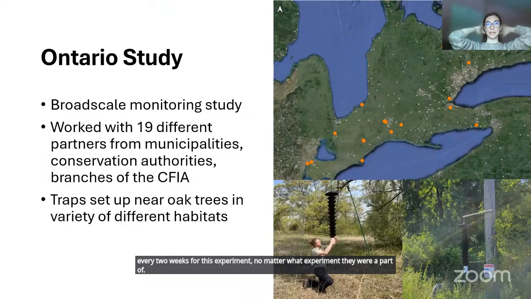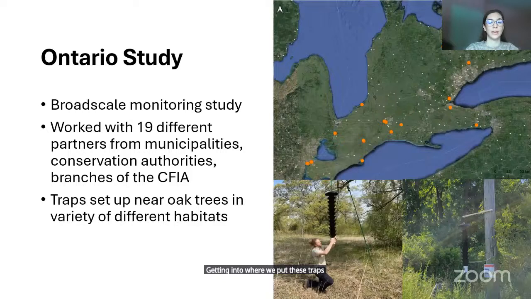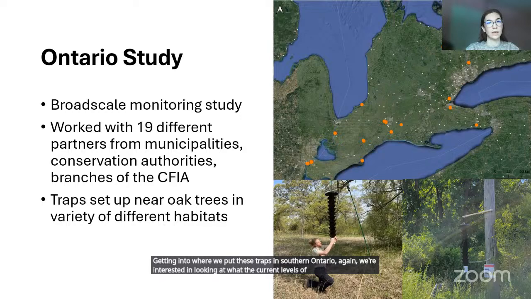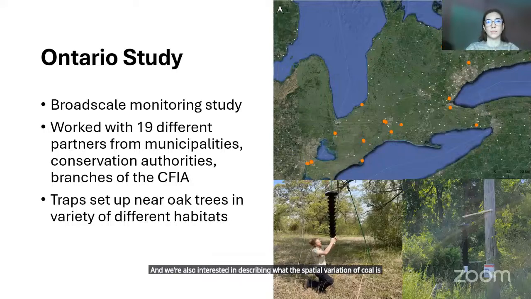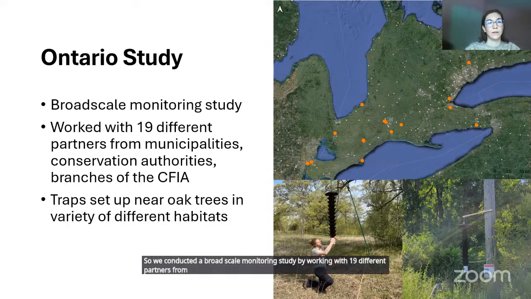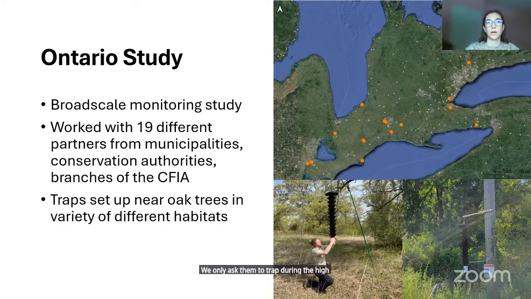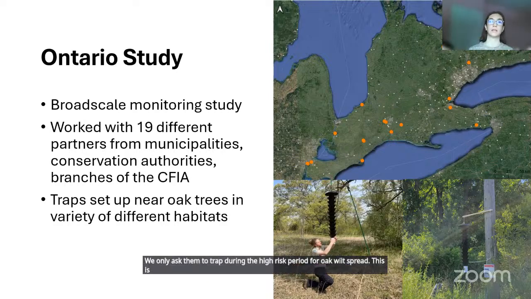Getting into where we put these traps, in Southern Ontario, again, we're interested in looking at what the current levels of oak wilt DNA look like here for biosurveillance. And we're also interested in describing what the spatial variation of oak wilt is in a non-active stand. So we conducted a broad-scale monitoring study by working with 19 different partners from different municipalities, conservation authorities, and different branches of the Canadian Food Inspection Agency. We only asked them to trap during the high-risk period for oak wilt spread. This is when those sap beetles are the most active, so between May 15th and July 1st.